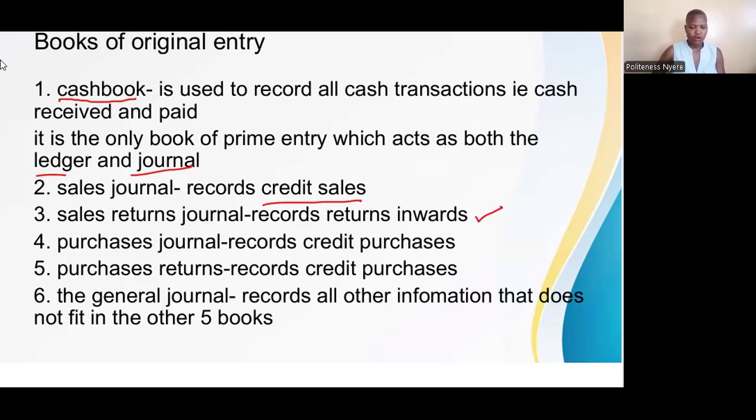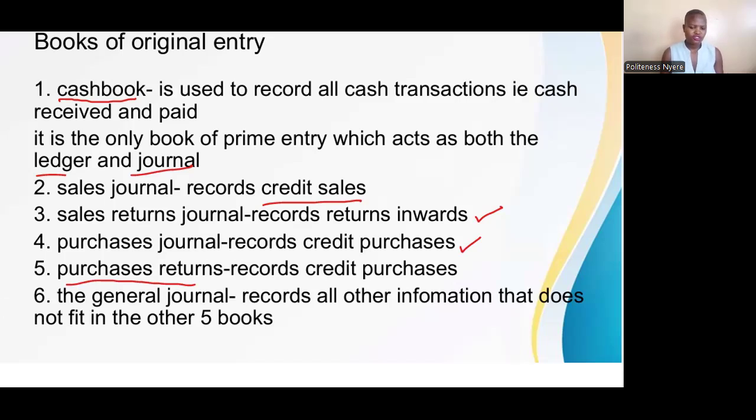Then the purchases journal records credit purchases, when we buy goods on credit from our suppliers. And then if we return goods to the suppliers, maybe they were not in good condition or they were not the goods that were expected, then we record it in the purchases returns journal. Then we have the general journal as the last one.